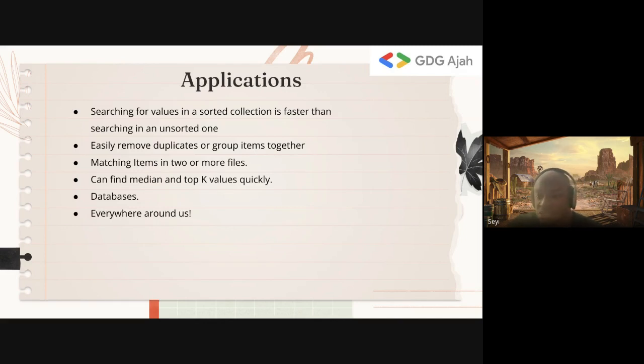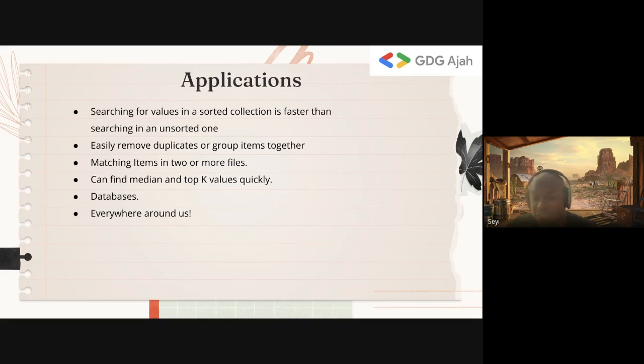Okay, so applications of sorting, where do we apply them? If you want to search for values in a sorted collection, we can easily find them. We can easily remove duplicates and group items together. Even in databases, when you store an item in a database and you retrieve it, the database is able to give you back your item quickly because it has a form of sorting that you use to store the item.